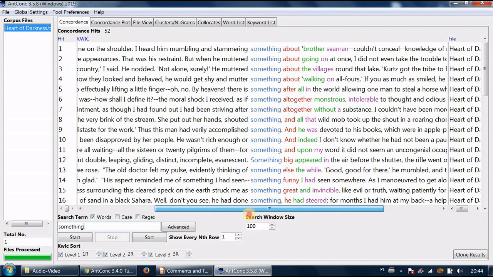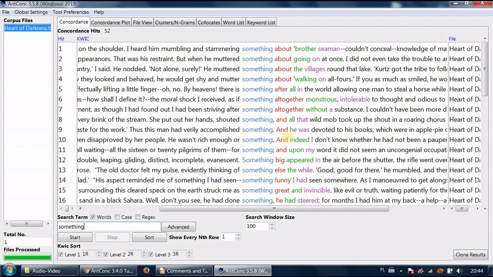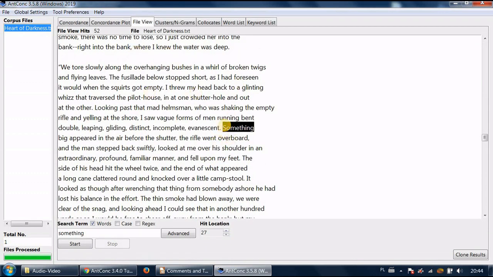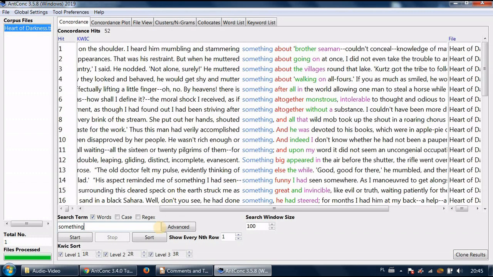Sometimes it may be useful, and obviously the way it was explained in the video recorded by Laurence Anthony, when you click on any of these words, you will actually get to the very fragment in the file or in the files that you're using.